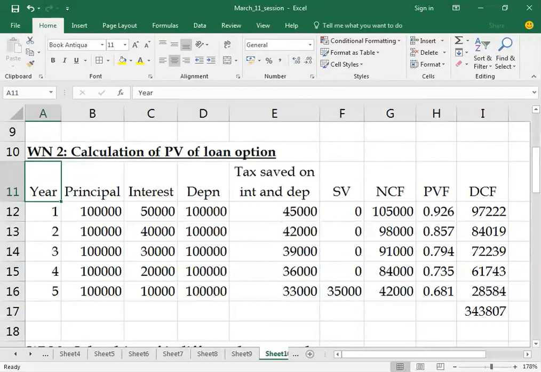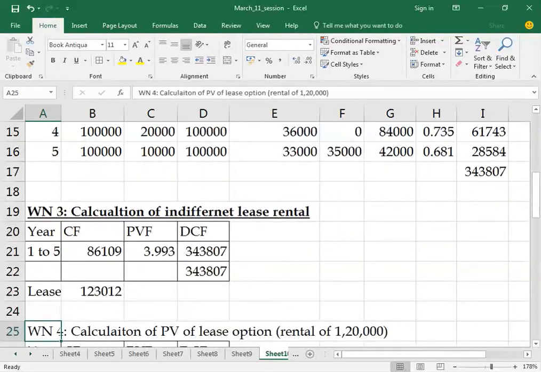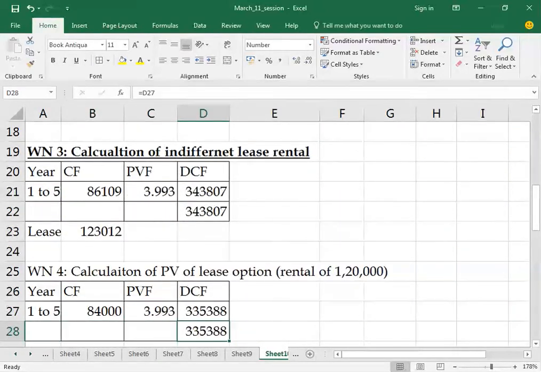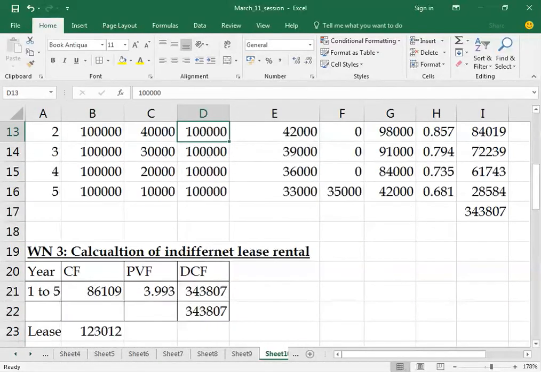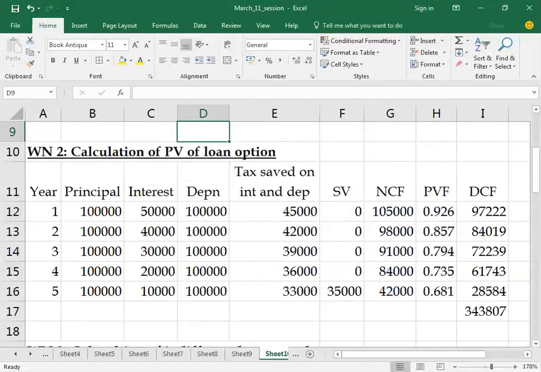So I have a cash flow of 84,000 for years 1 to 5. Lease rental is done, we need not worry about lease rental. Lease rental is the value 335, 388. So we have to bring the loan amount to 335. That's the requirement. First we did it through the interest rate fall, second through residual value, now third, we have to do it through initial cost.